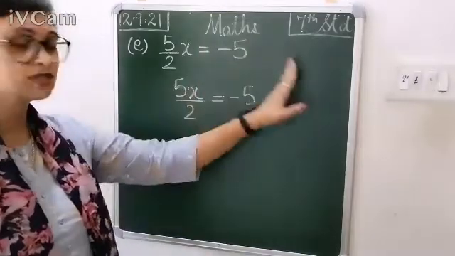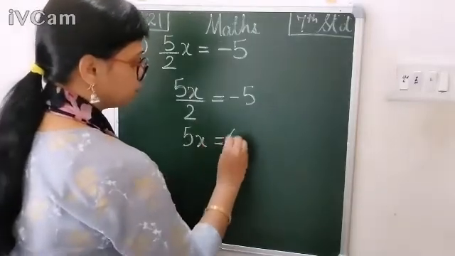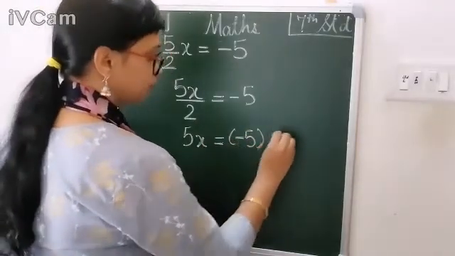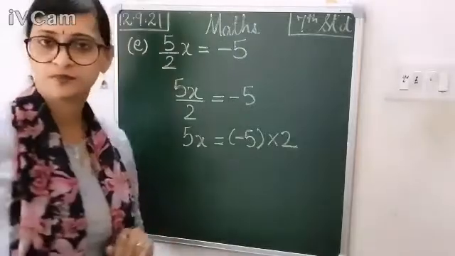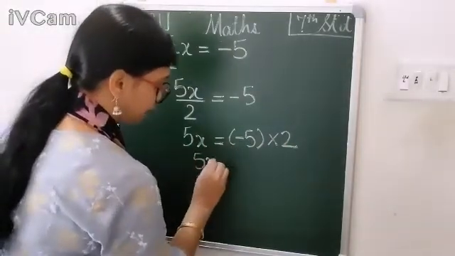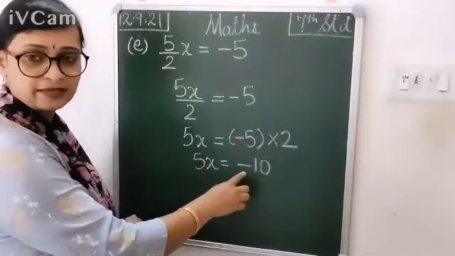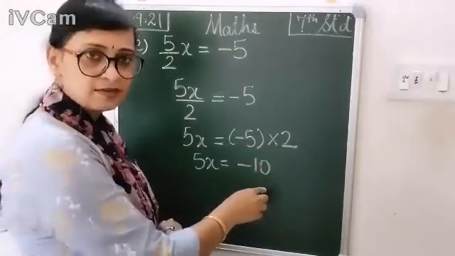So when you transpose this, what will it become? 5x is equal to minus 5 into 2. Correct? Okay. So here, write down 5x is equal to minus 10. Minus into plus is minus. 5 into 2 is 10.